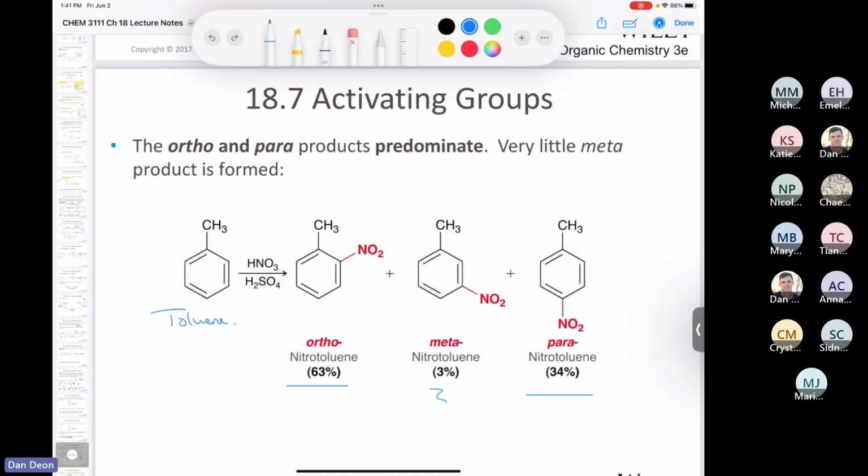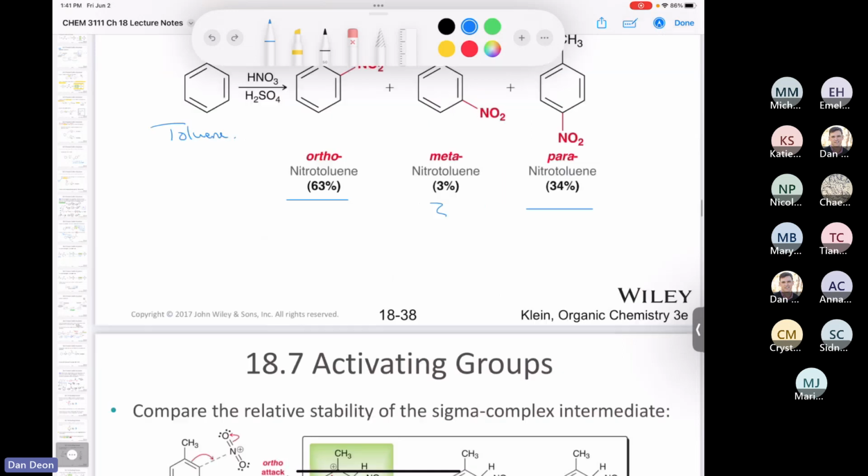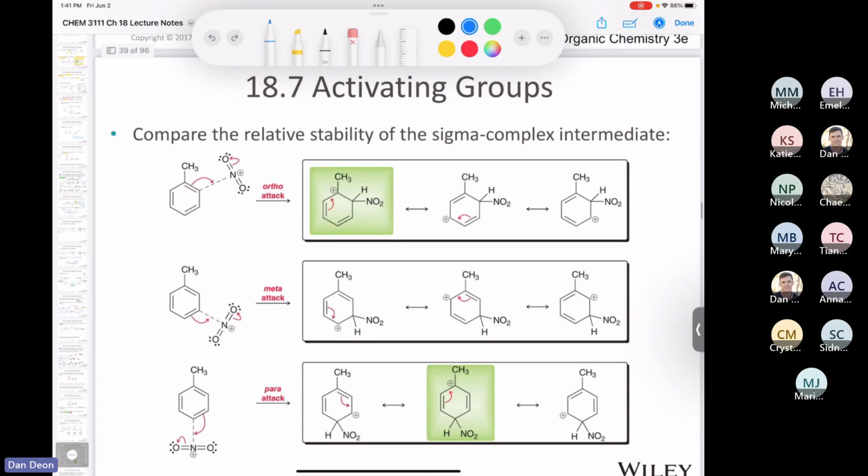Well, do you guys remember the sigma complex, right? The carbocation that you could draw all these different resonance forms of. The key to all of this that we're going to talk about for probably the next hour is going to be in the sigma complexes. So that's where you have to look. So let's take a look at all three of the possible sigma complexes that result after the nitronium ion is installed in the ortho, the meta, or the para position.